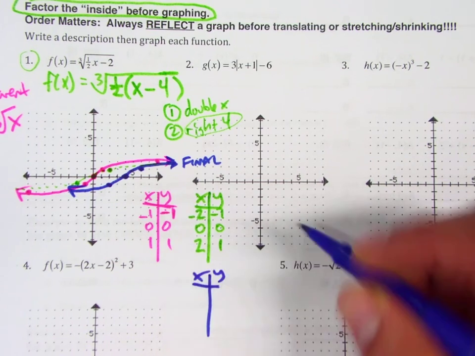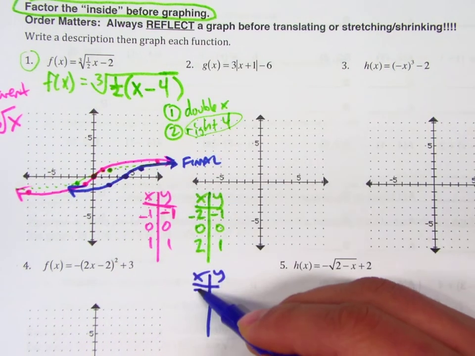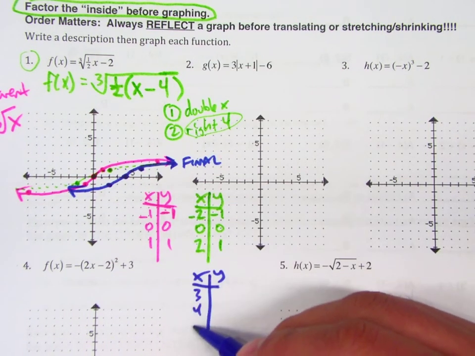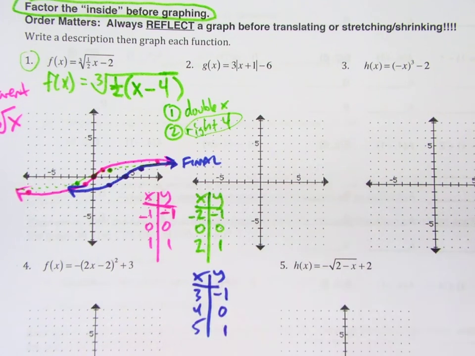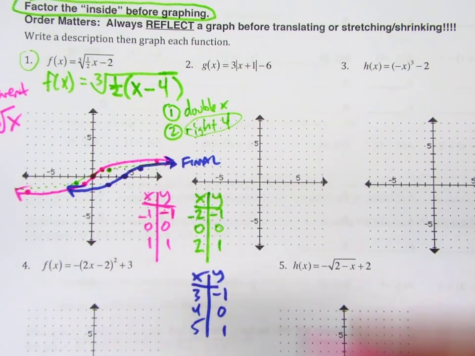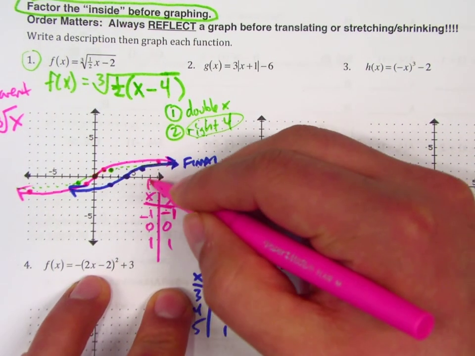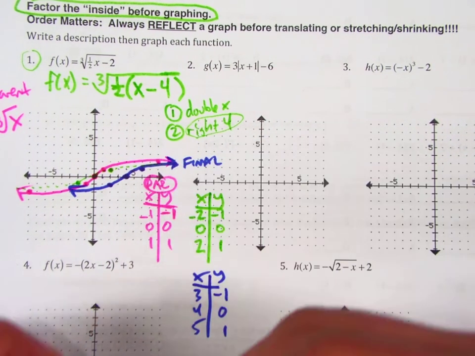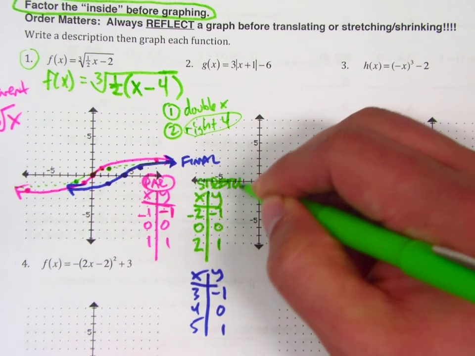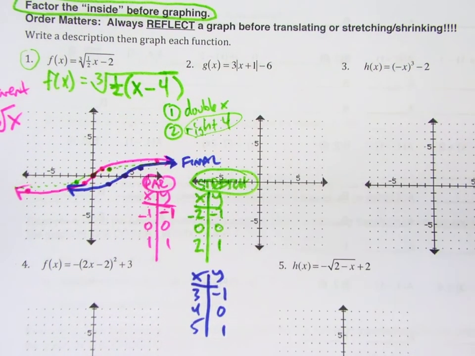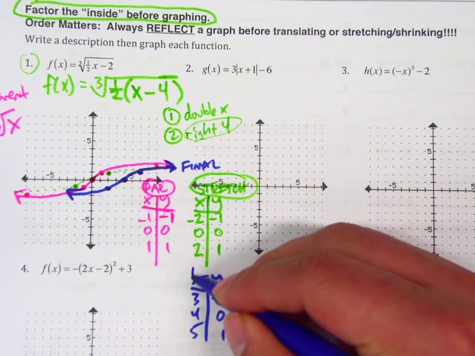So maybe I'll write that table down. We're moving right 4, so this is now 3, 4, 5, and these points are still -1, 0, 1. So the green parent. So here's the parent. This was the stretch. And then this was the final one when we shifted right 4.